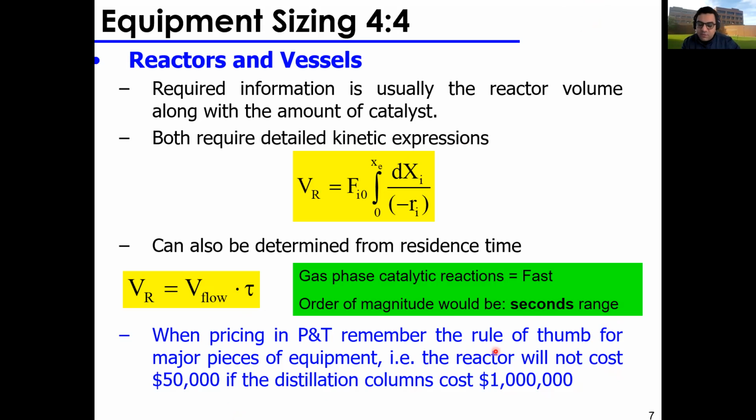So if you have some feed which enters a reactor, and then the products go into a distillation column to separate the unreacted feed from the products, and you determine that your distillation column costs $1 million, then you cannot size your reactor to say that it costs $50,000, right? This is 20 times less. This does not make sense, and this means your calculations are off.